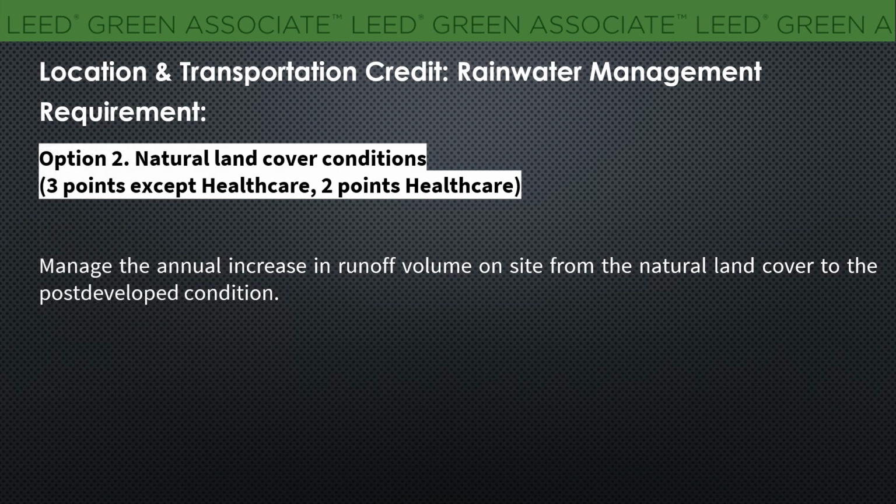The second option to achieve this credit is based on natural land cover conditions. It can get 3 points, except for healthcare, and 2 points for healthcare. To achieve this credit, manage the annual increase in runoff volume on site from the natural land cover to the post-developed condition. It means when the land is developed, natural surfaces like soil and vegetation, which absorb and slow down rainwater, are often replaced with impervious surfaces like concrete and asphalt, which do not absorb water.